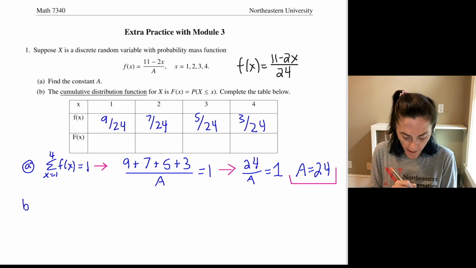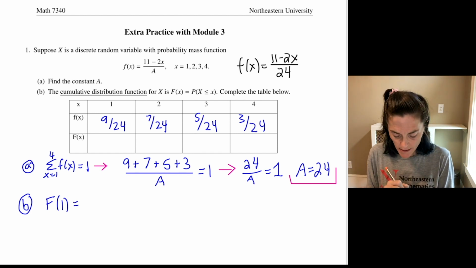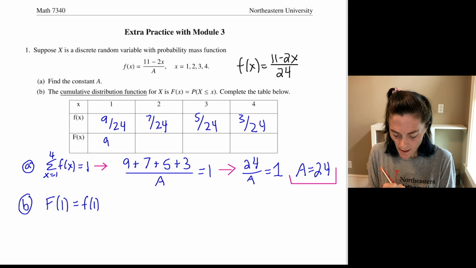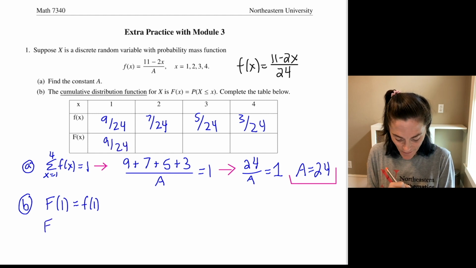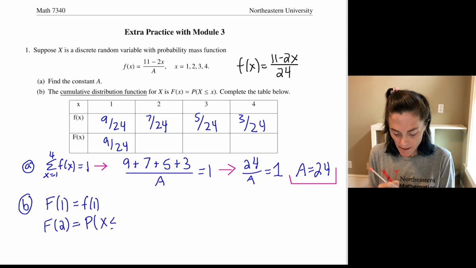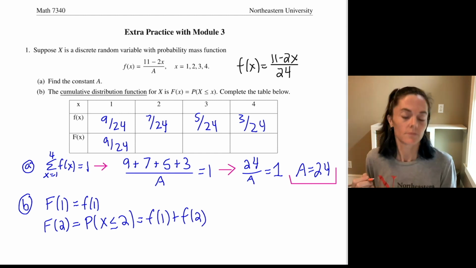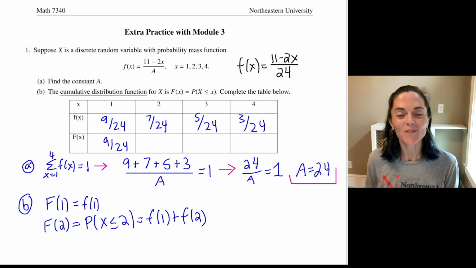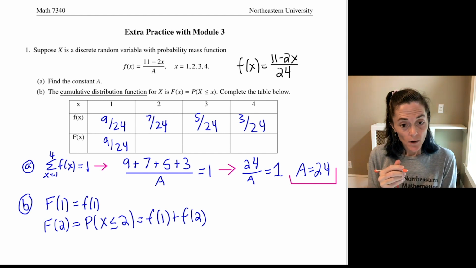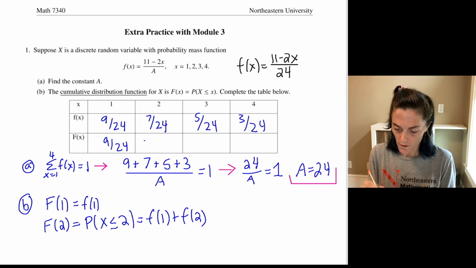Well, let's do a little bit of work here. You see capital F of 1, it's the probability that the random variable is less than or equal to 1. This is just little f of 1, so I can just fill this in, 9 over 24. Capital F of 2, well, this is the probability capital X is less than or equal to 2. This would be little f of 1 plus little f of 2. Either capital X is 1 or capital X is 2. All right, so you notice I just add these two, and I get 16 over 24.